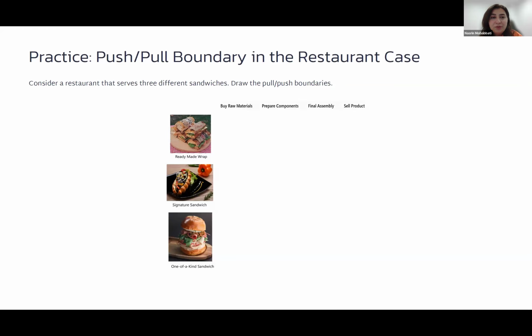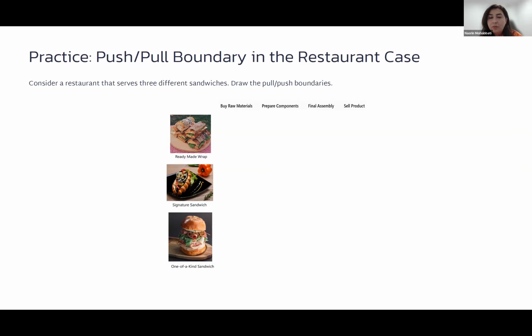Here's a question for you. In this example, we have different kinds of sandwiches. We have ready-made wraps. So you walk into a cafe, you don't have much option to customize your sandwich. There are some pre-wrapped sandwiches. You have to go grab one, leave. That's it. Where is the push-pull boundary in this example?